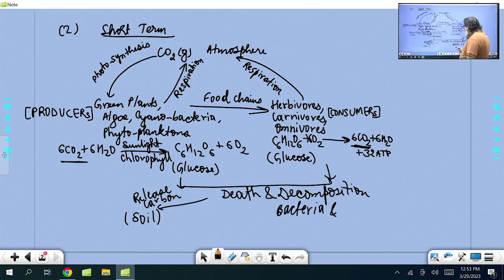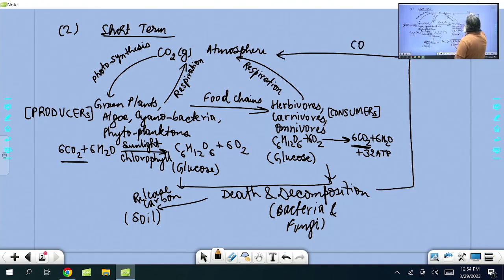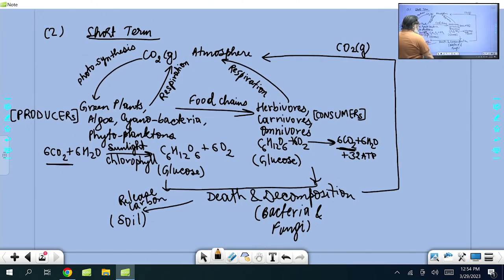There are certain types of bacteria, aerobic bacteria. These bacteria will not only break down and release this carbon to the soil, but will also break down and release CO2 to the atmosphere. So decomposition also leads to the release of CO2 gas to the atmosphere. It is done through the microorganisms.